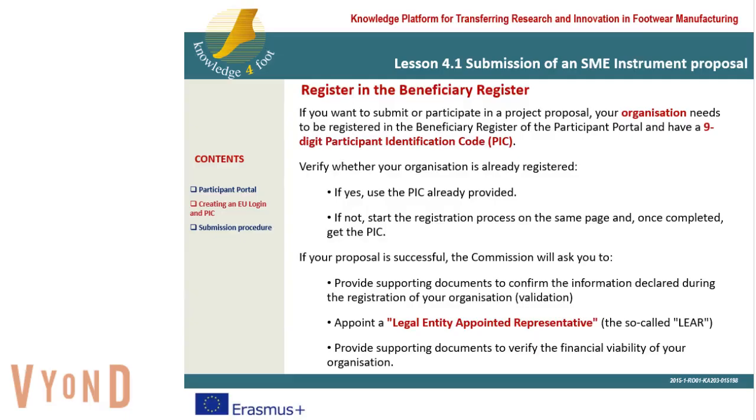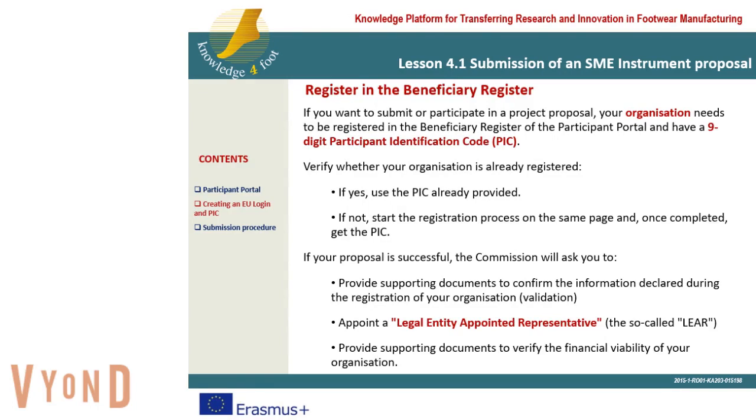If you want to participate in a project proposal, your organization needs to be registered in the beneficiary register of the participant portal and have a 9-digit participant identification code, PIC. You can verify whether your organization is already registered and has a PIC on the participant portal beneficiary register page. If not, you can start the registration process on the same page and, once completed, get the PIC to be quoted in your proposal and in any correspondence with the Commission.